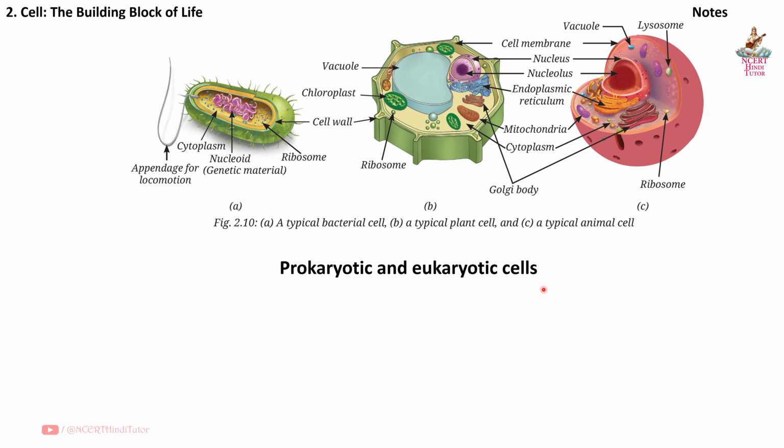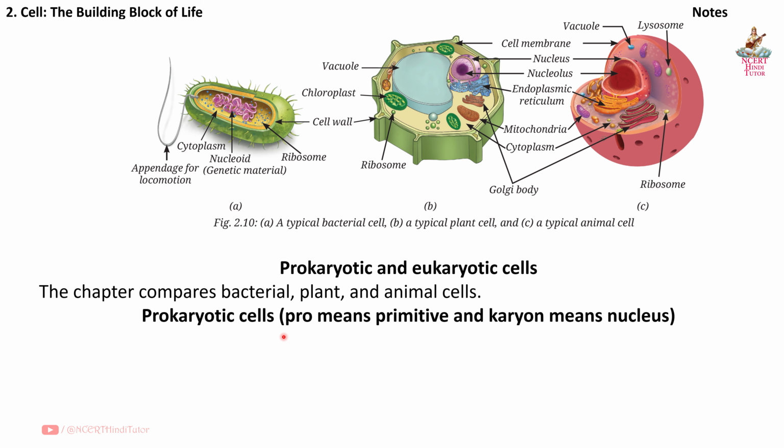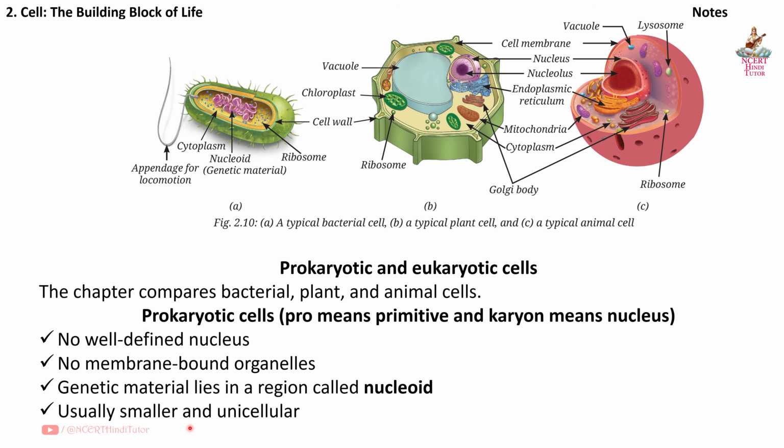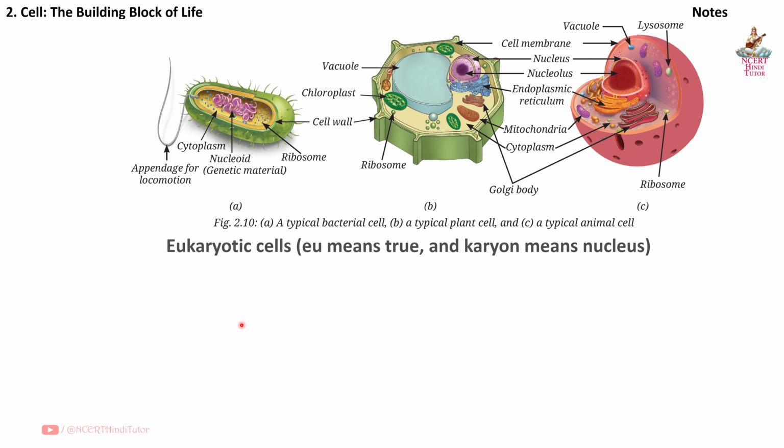Prokaryotic and eukaryotic cells. The chapter compares bacterial, plant and animal cells. Prokaryotic cells: pro means primitive and karyon means nucleus. No well-defined nucleus. No membrane-bound organelles.